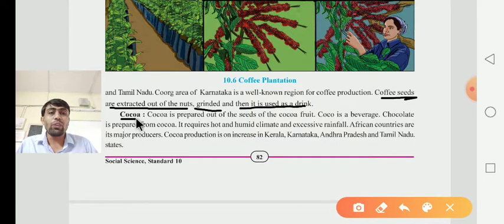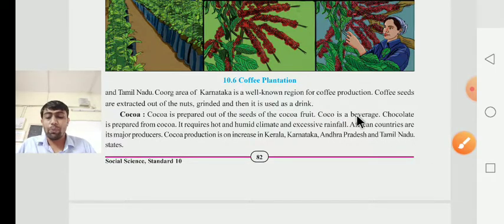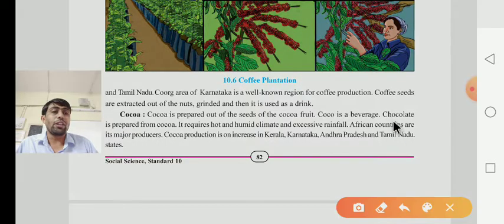Now next, they have given about cocoa. Which one? Cocoa. Cocoa is prepared out of the seeds of the cocoa fruit. Cocoa is a beverage, beverage meaning pinu. Chocolate is prepared from cocoa. What happened there, dear children? And you very well like which one? Chocolate. Chocolate is prepared from cocoa.